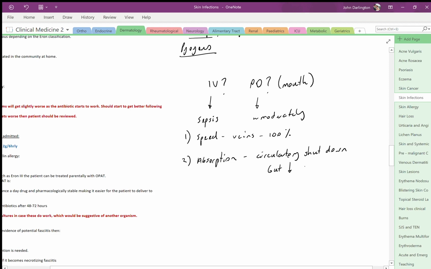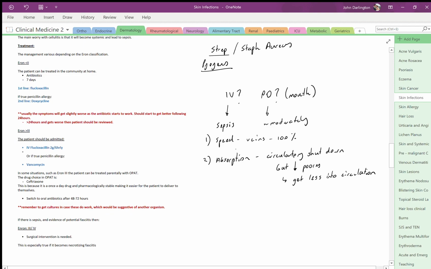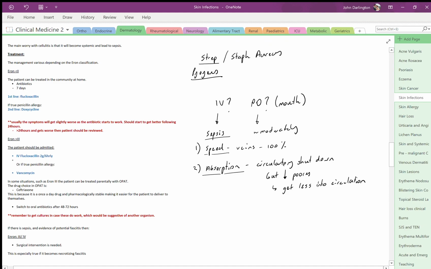So the gut blood flow will be poorer, and therefore you will not absorb as much, and get less into circulation. Sorry, I'm trying to write and speak at the same time, it's a bit of a nightmare. So when would you give IV? When the person is really unwell, when they have sepsis. And the reason you do that is because of the speed and the absorption of the drug.